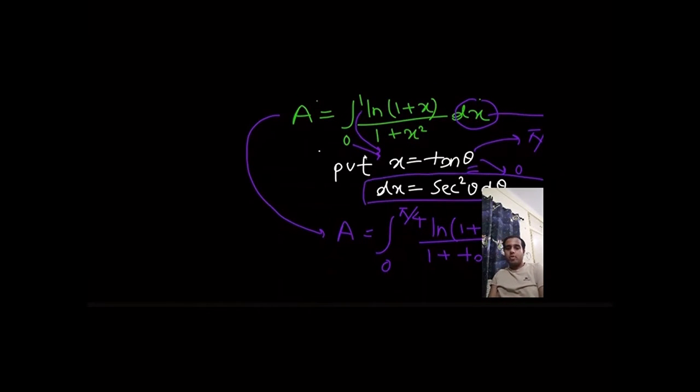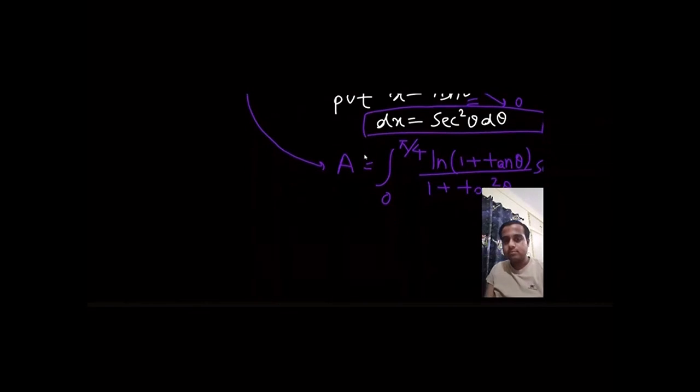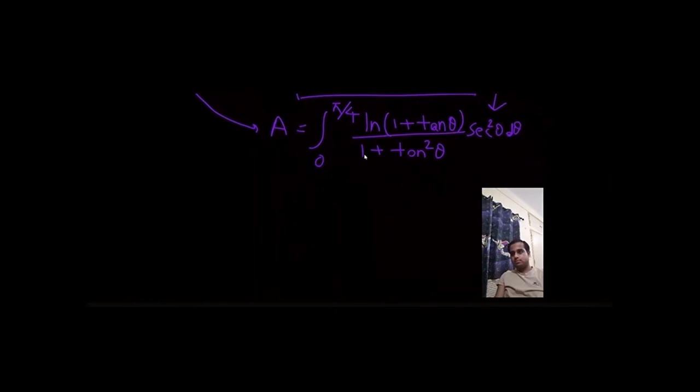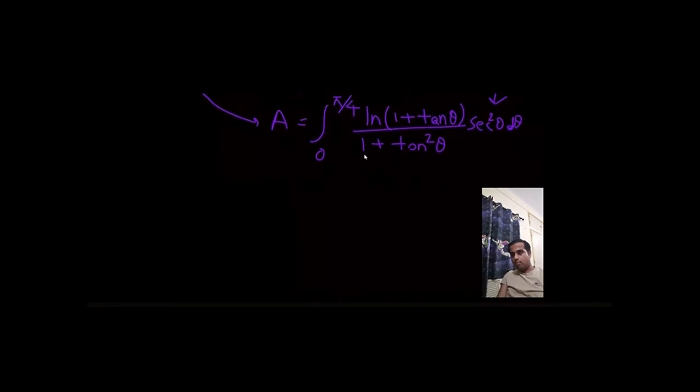So that is basically making a type of problem here. It is simple. 1 plus tan square theta is sec square theta. We all know, we have studied in class 10.